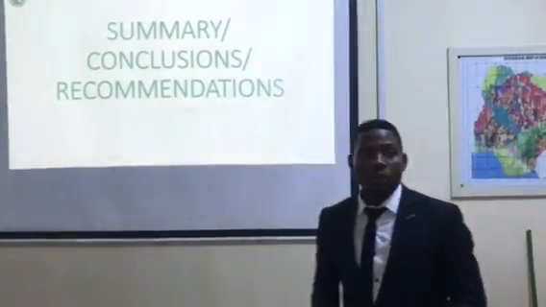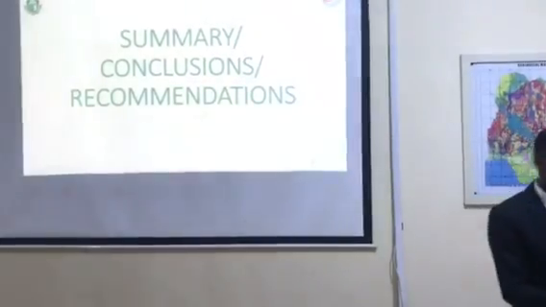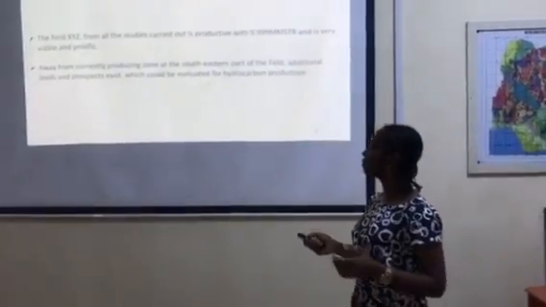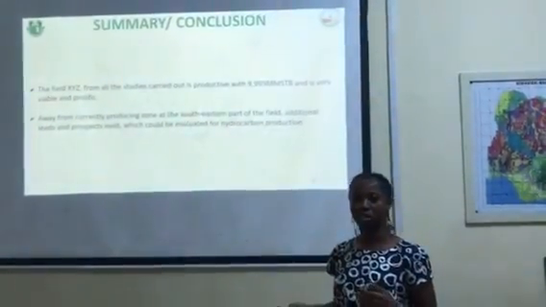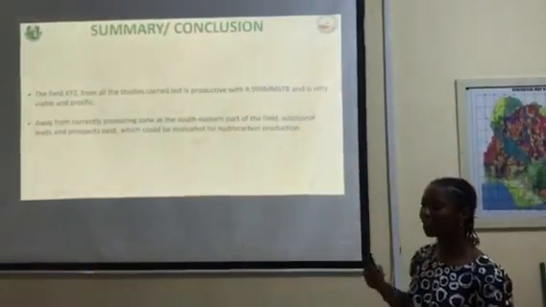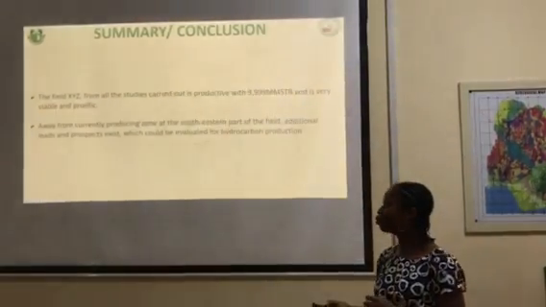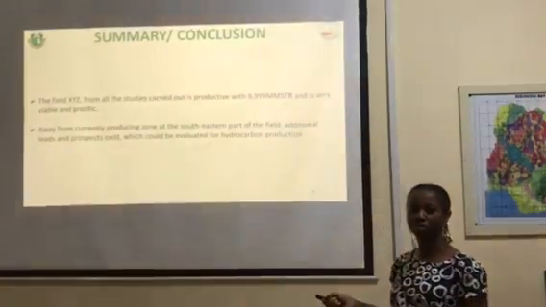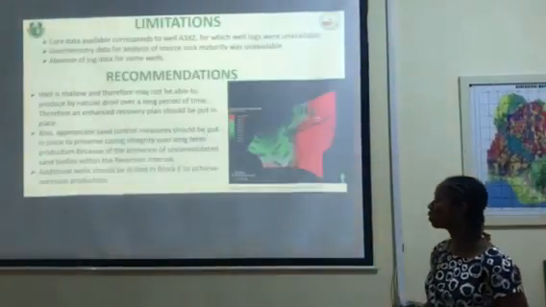Then for our summary and conclusion, I will therefore invite Chidima Uzochukwu to conclude. Thank you very much. In summary, field XYZ is actually a productive field with a total of 9,999 million stock tank barrel. And then we were also able to identify other leads and prospects away from the producing zone, which happens to be in the southeastern part of XYZ field.